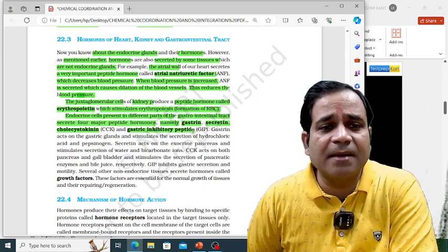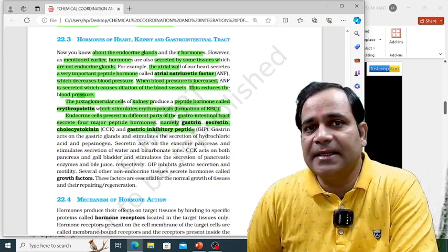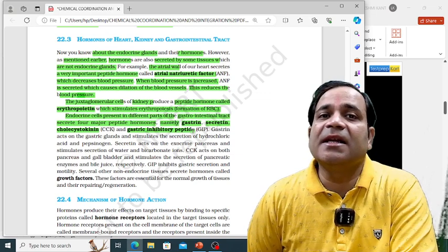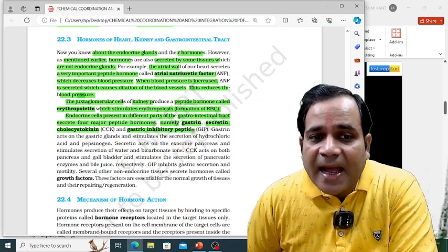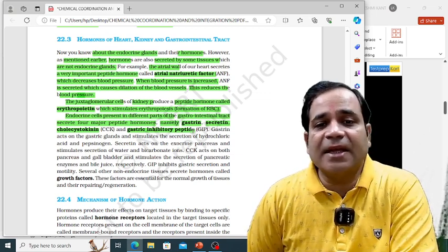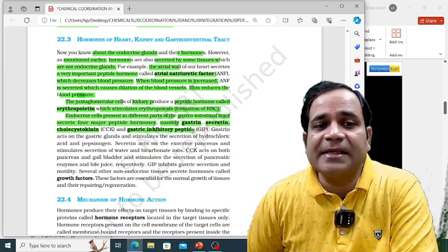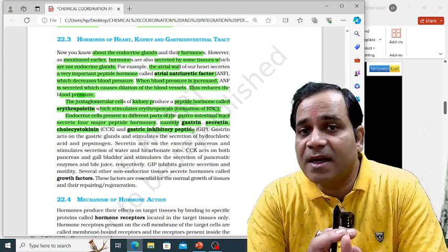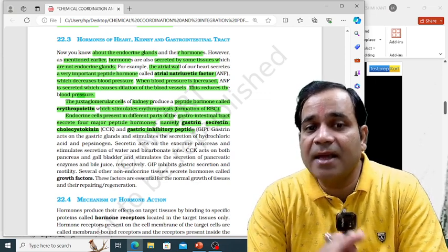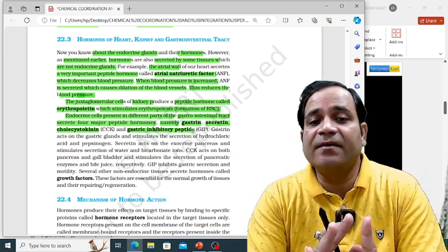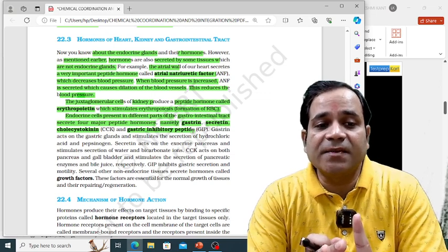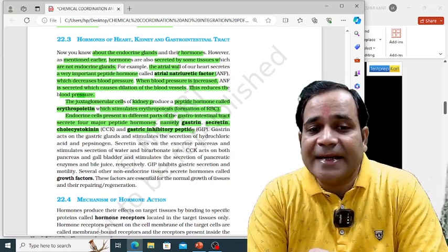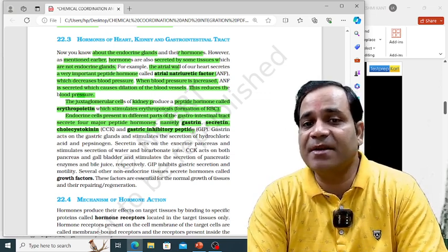Again, I'm repeating here, my dear. The endocrine cells present in different parts of the gastrointestinal tract create peptide hormones. Listen carefully. The first is gastrin. The second is secretin. The third is cholecystokinin, and then gastric inhibitory peptide.